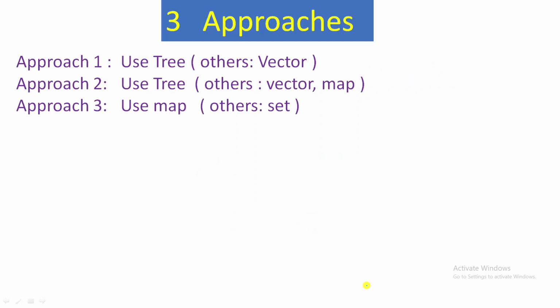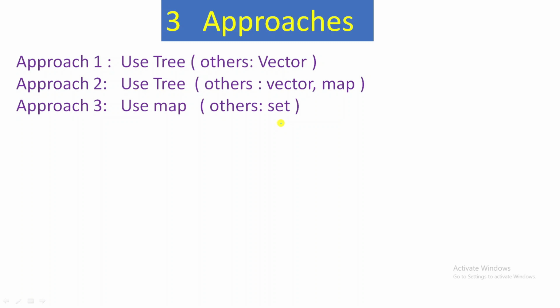So let's start. I'll tell you three approaches to solve this question. The first approach will use the tree data structure, and the second approach will also use the tree data structure. The third will only use the map, replacing the tree data structure altogether. Vector will be used in all three approaches. In the second approach I'll be using vector plus map also, and in the third approach, along with the map, I'll be using the set. So let's see these approaches one by one.